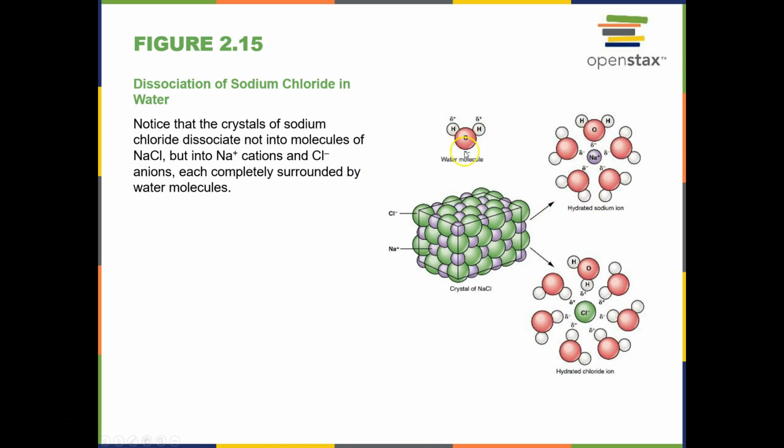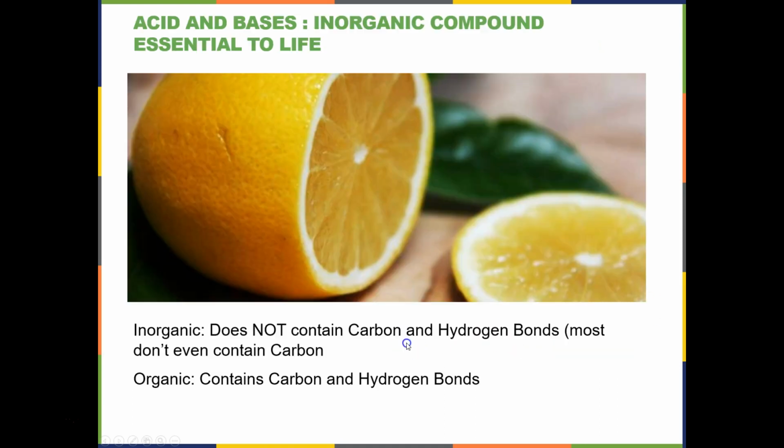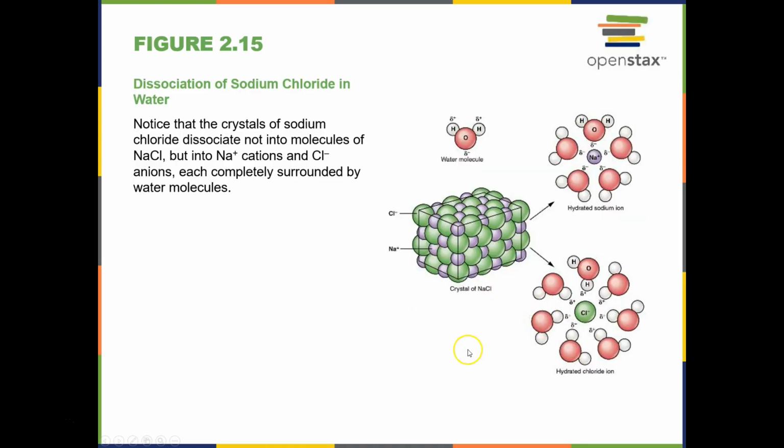So here we have water molecules. When they interact with sodium chloride, they break down, forming these electrolytes. And these electrolytes then can help in producing electrical, or help in moving electrical impulses along cells.